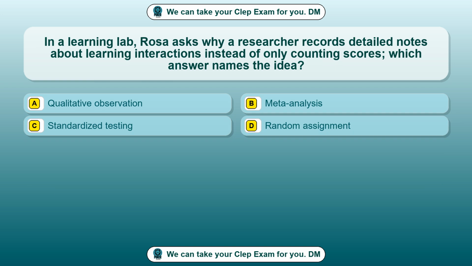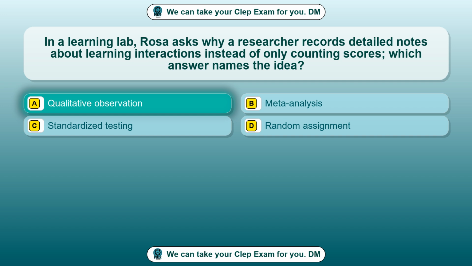Question 98. In a learning lab, Rosa asks why a researcher records detailed notes about learning interactions instead of only counting scores. Which answer names the idea? Option A, qualitative observation. Option B, meta-analysis. Option C, standardized testing. Option D, random assignment. The correct answer is option A, qualitative observation.